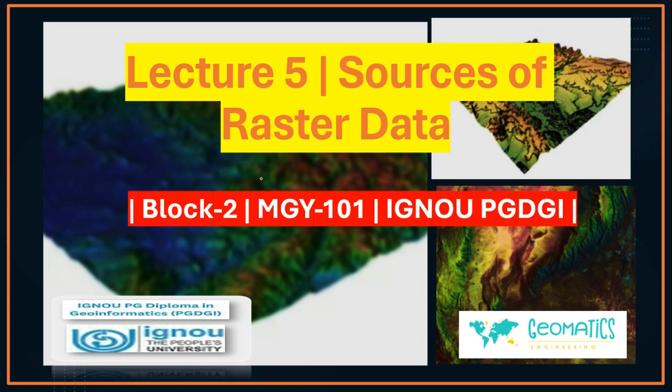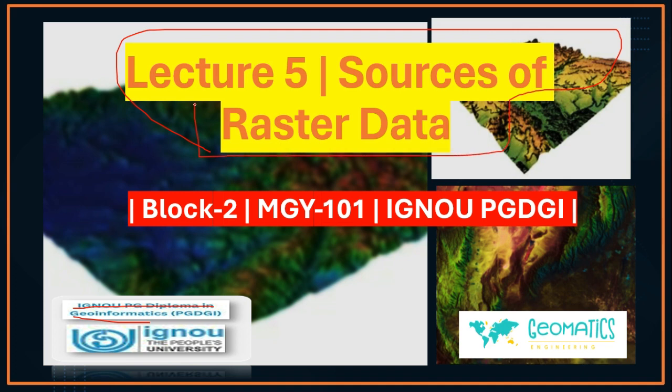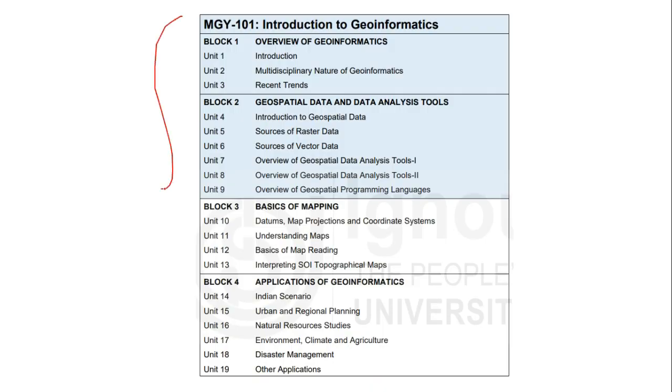And as you all know, we have started a course, PG Diploma in Geoinformatics, and today is lecture 5 for this course, where we are going to cover the sources of raster data. Like from where can we get raster data, how can we download it. As we are following the syllabus, we have already completed block 1, Introduction to Geoinformatics, and in block 2 we are covering today unit 5, sources of raster data.